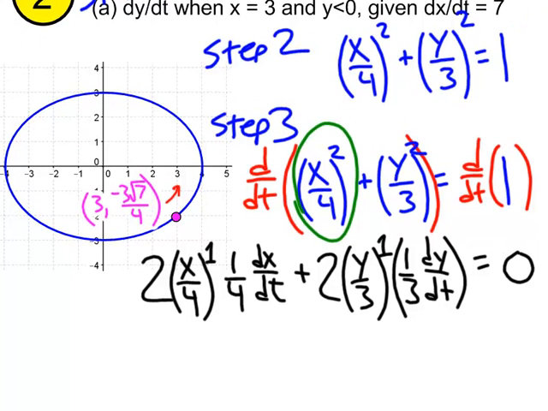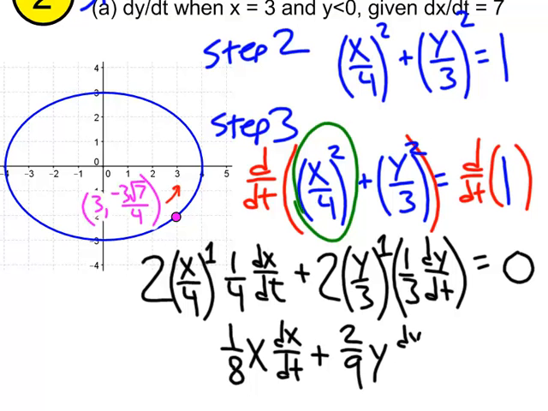So let's clean that up a little bit. We'll get 2 over 4 over another 4. That's 2/16. That's the same as 1/8. So let's write 1/8 x dx over dt plus 2, 3, and 3. That's going to give us 2/9 y dy over dt equals 0. And I would say we are done with step 3 here. We've derived both sides with respect to t.